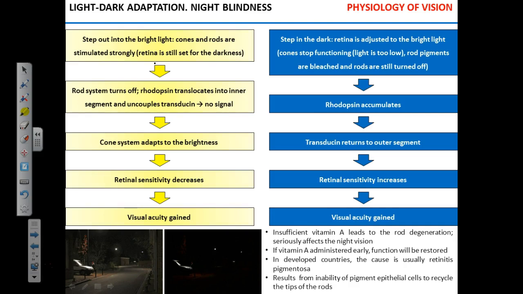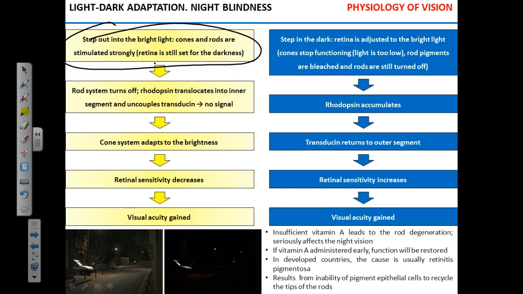Now, what happens when you are stepping out in the bright light? So first, since it's a bright light, there's a strong stimulation of the opsin, of the photopigments, both cones and rods. Does that make sense? What about rods? Are they sensitive? They're extremely sensitive to the light.